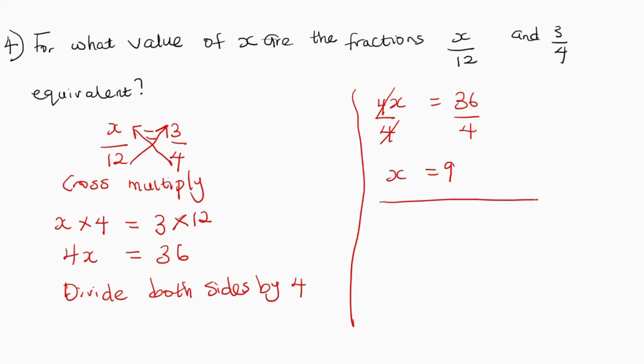Now let's check and see if our answer is correct. If x is 9, we check if 9 over 12 is equivalent to 3 over 4. Think of a number that can divide both 9 and 12, and that number is 3. So 9 divided by 3 gives us 3, and 12 divided by 3 gives us 4. That simply means 9 over 12 is equivalent to 3 over 4, and the value for x is simply 9. So that is it.